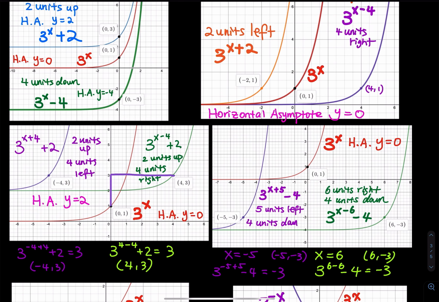And then how does that change the horizontal asymptote? Of course, you push the function 2 units up. So it was at y equals 0. Now it's at y equals 2.